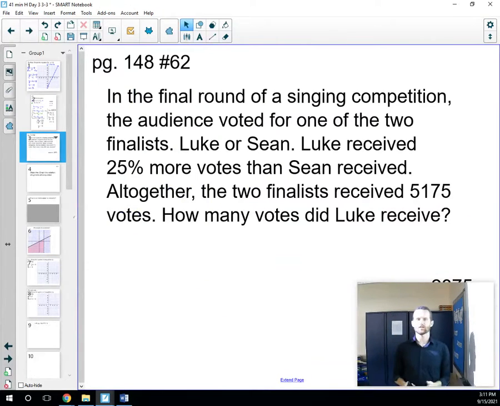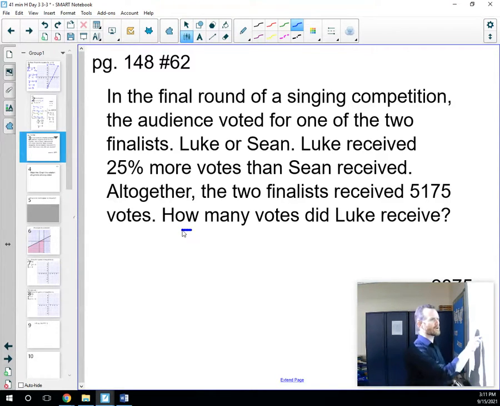Now, let's go over number 62, which was a word problem. It says, in the final round of a singing competition, the audience voted for one of the 2 finalists, Luke or Sean. Luke received 25% more votes than Sean received. Altogether, the 2 finalists received 5,175 votes. How many votes did Luke receive?